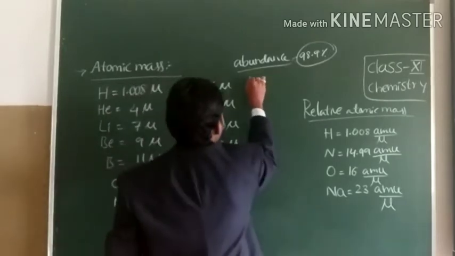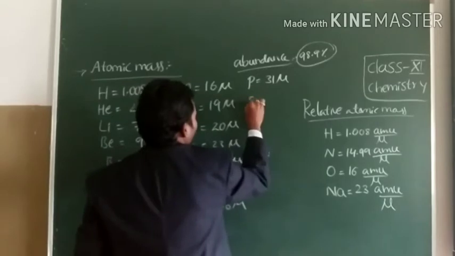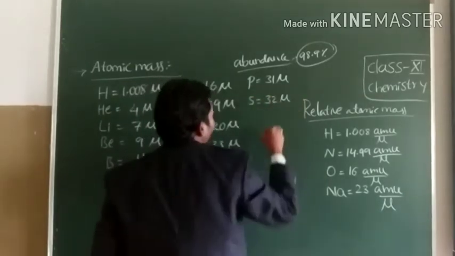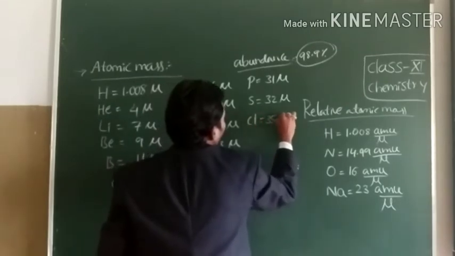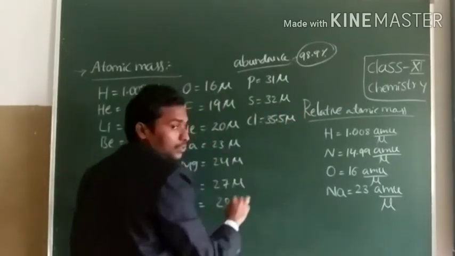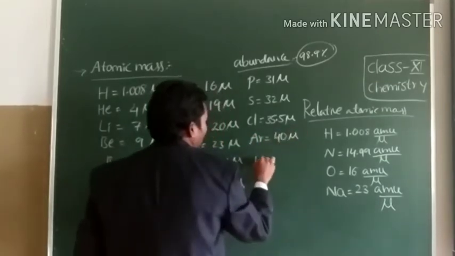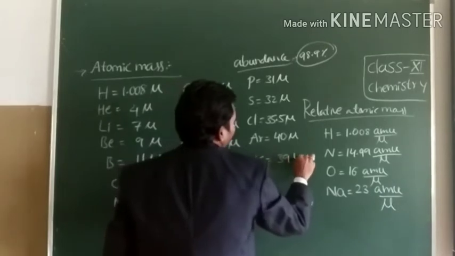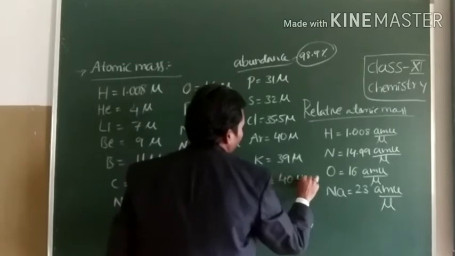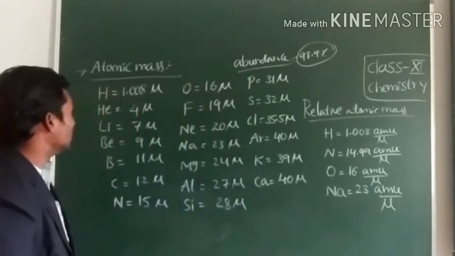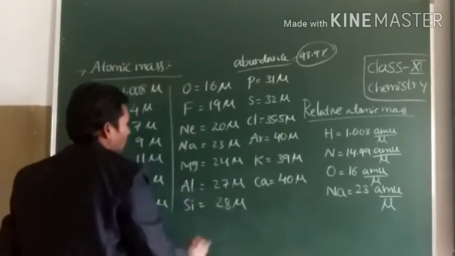Next, phosphorus 31 mu. Sulfur 32 mu. Chlorine 35.5 mu. Argon 40 mu. Potassium 39 mu. Calcium 40 mu. So this is the list of atomic masses of the first 20 elements. You have to remember this, children.